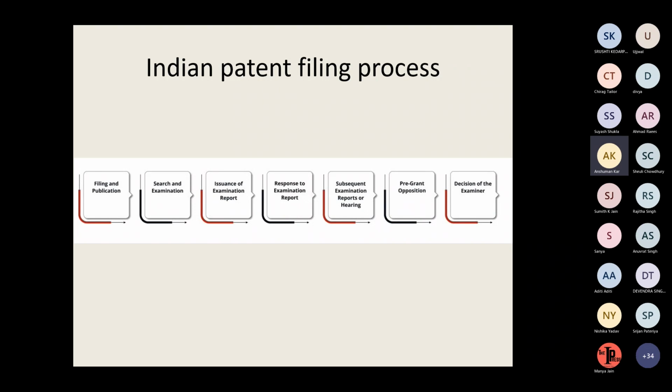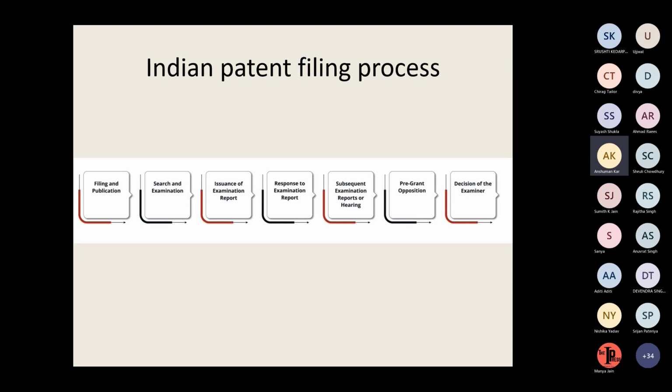Now, after the certificate is issued, you also need to take care of the renewal. The patent needs to be renewed, and there is a renewal fee which is paid. Once it is issued, a window is open for 1 year for post-grant opposition. Till 1 year, anyone can oppose the patent. And then the opposition proceedings are initiated with that.